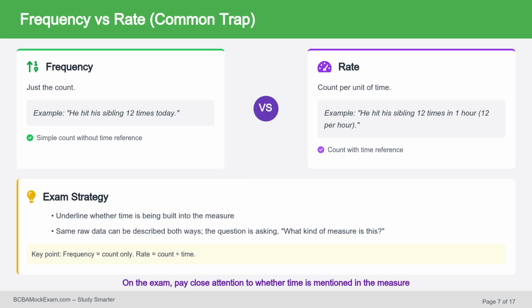Frequency is count. Rate is count per time. He hit 12 times today is frequency, even if time is mentioned, because the measurement is still a raw count. He hit 12 times per hour is rate because the time unit is part of the measure. The exam often adds distractor time information, so focus on whether the expression of the data includes a time unit. Frequency equals count only. Rate equals count divided by time.